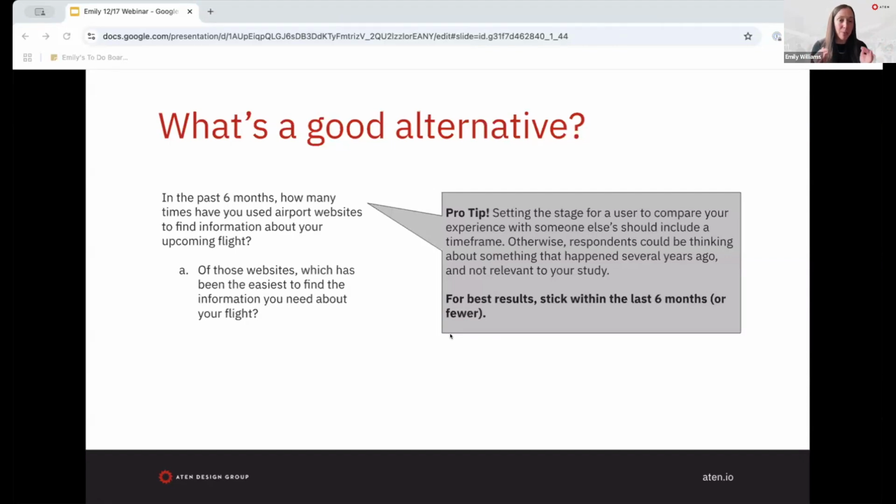I like to stick personally with 6 months if you're going to do something like that, because you don't want somebody that has been on 3 different websites, but they were 10 years ago, and airport travel, as we know, changes quite quickly. So I recommend, if you're going to do that for any kind of website, try to stick with 6 months. If you have to expand it a little bit based on your use case, I think that's fine, but 6 months is kind of my rule of thumb.